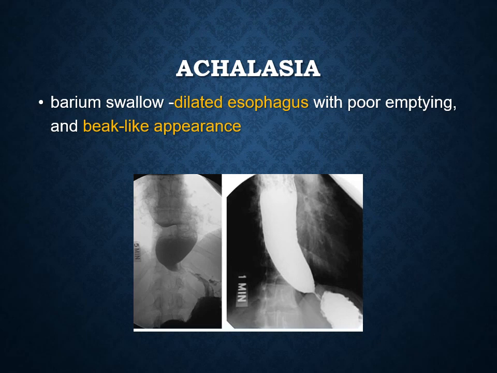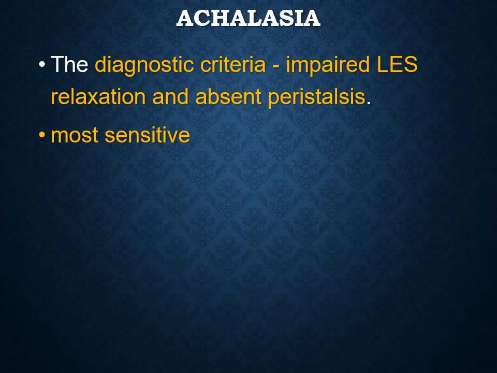This is the X-ray appearance of a patient who ingested a barium meal for the demonstration of achalasia. As you will see, there is a dilated esophagus here with poor emptying and a beak-like appearance there at the tip. The diagnostic criteria for achalasia with esophageal manometry are impaired LES relaxation and absent peristalsis, and this is the most sensitive diagnostic test.